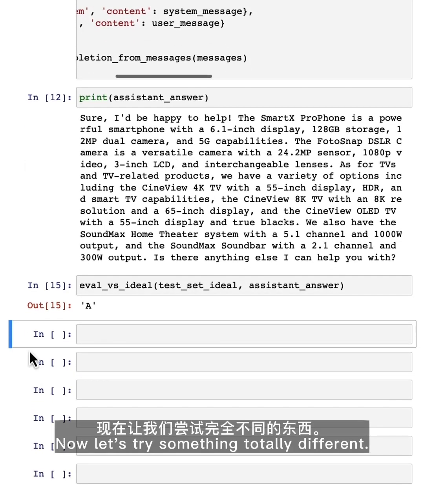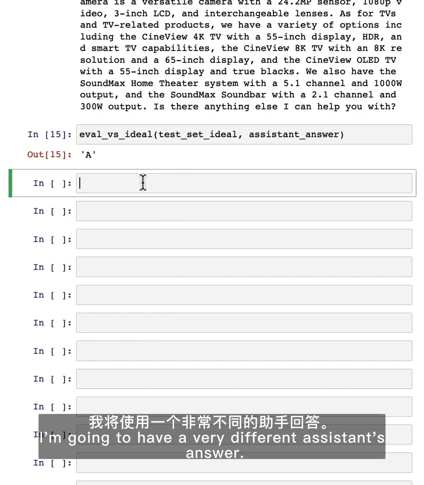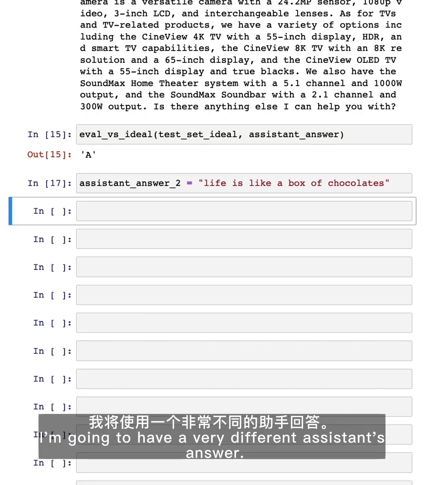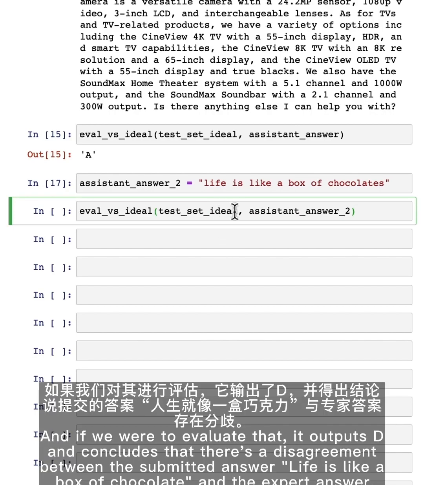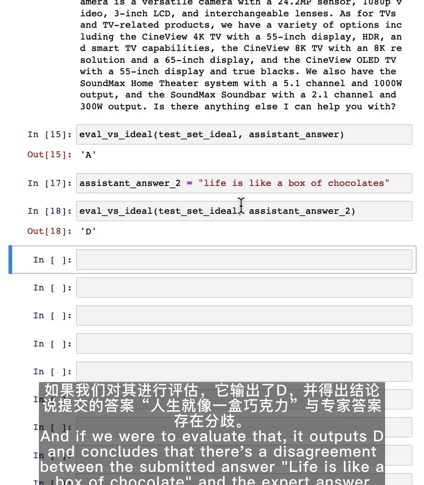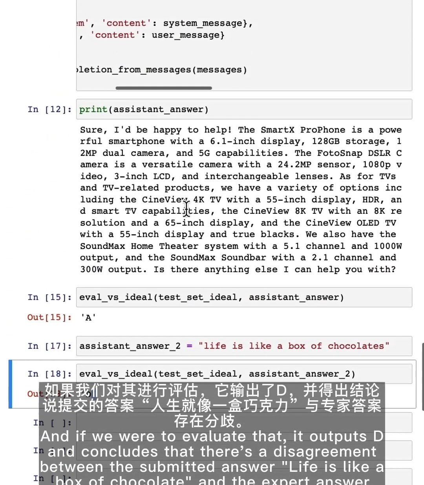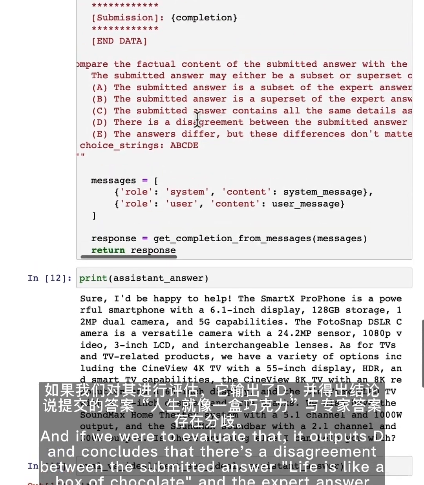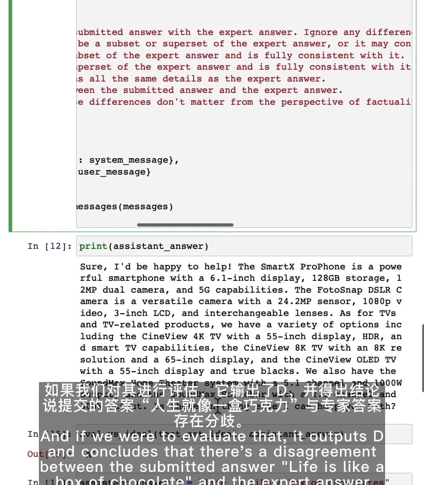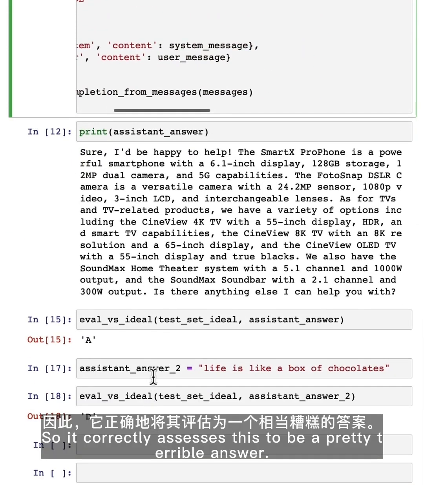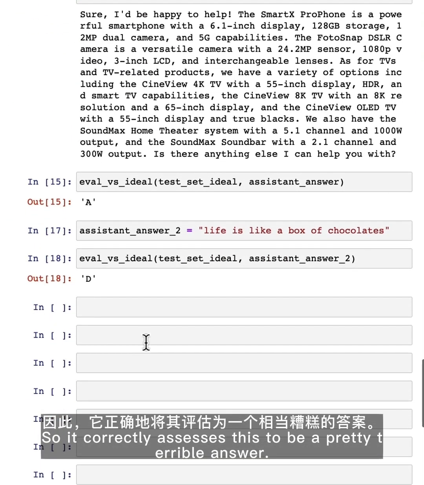Now let's try something totally different. I'm going to have a very different assistant answer. Life is like a box of chocolate. Quote from a movie called Forrest Gump. And if we were to evaluate that, it outputs D, and it concludes that there's a disagreement between the submitted answer, life is like a box of chocolate, and the expert answer. So it correctly assesses this to be a pretty terrible answer.